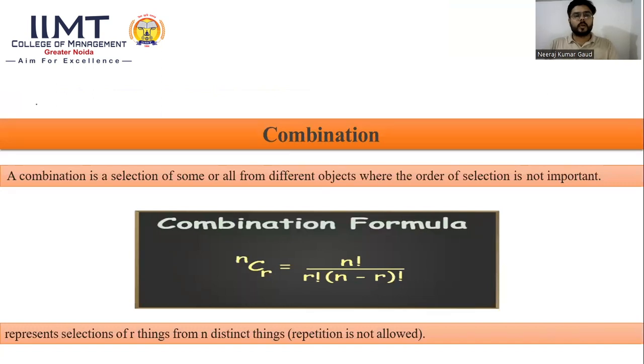The next one is called combination. A combination is a selection of some or all from the different objects where the order of selection is not important. The combination formula nCr is n factorial upon r factorial times (n-r) factorial. It represents selection of r things from n distinct things. Repetition is not allowed.